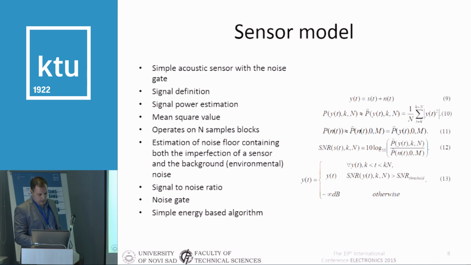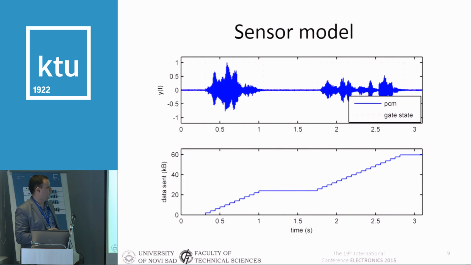In effect, this is an example of what this sensor will do. When we have a time domain sound like this, depending on the energy of the actual sound wave, you will have your silences and actual acoustical events, and this is the line showing where the noise gate is open and when it is closed. When we look at this other diagram, this staircase is where we produce data, so this is the amount of data produced over time. So we just try not to produce any traffic when there is no acoustic event.